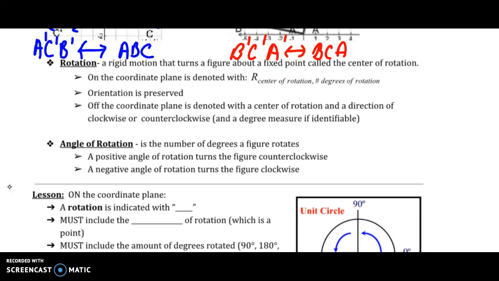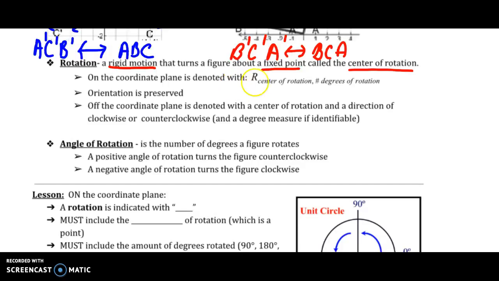So today's lesson is going to focus on rotations on the coordinate plane. We will then move off of the coordinate plane. However, a rotation is a rigid motion, meaning it produces congruent figures between the pre-image and image, of a figure turned about a fixed point called the center of rotation.